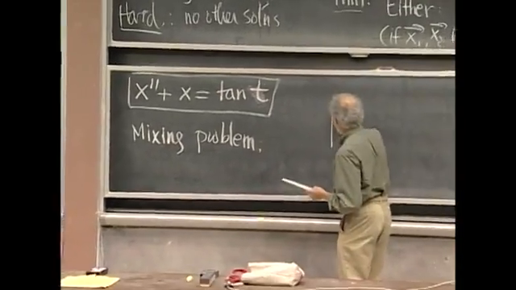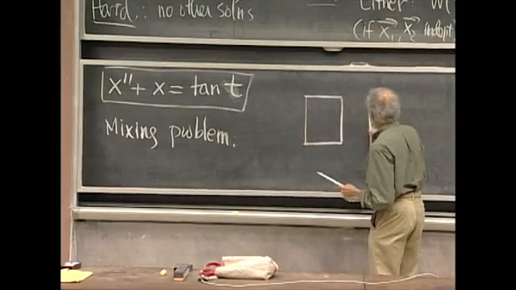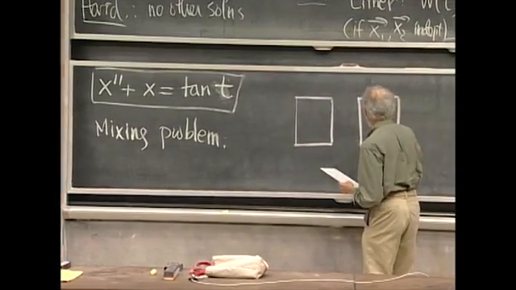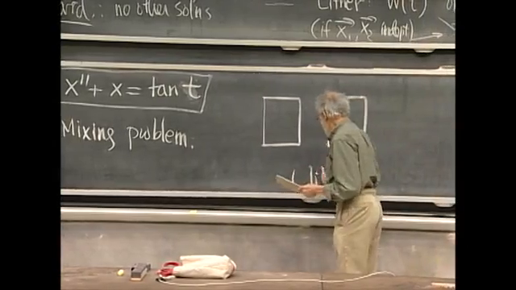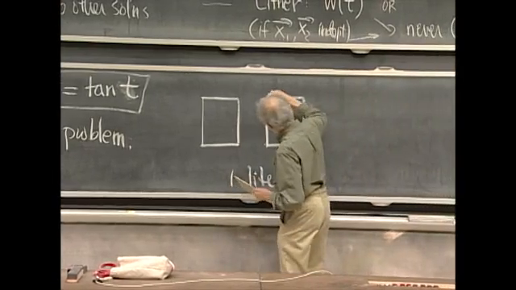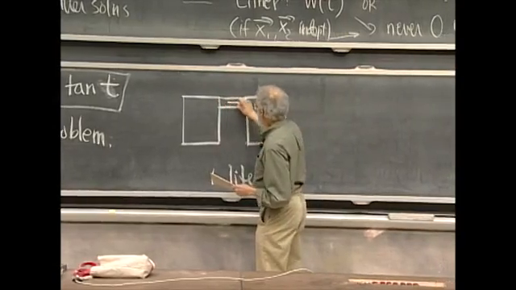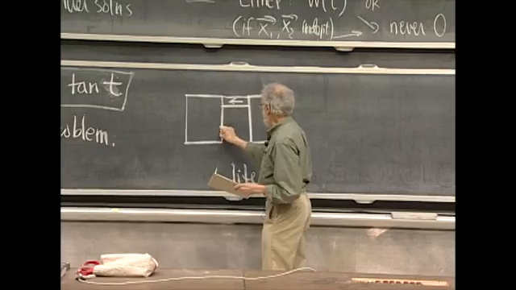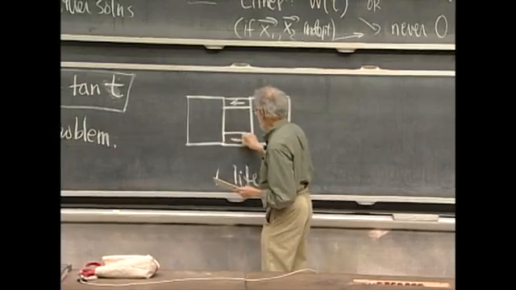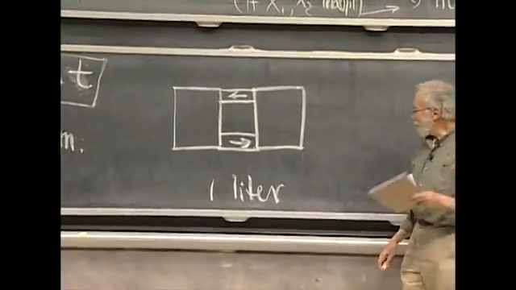So here are two ugly tanks. I'm not going to draw these carefully, but they are both 1 liter. And they're connected by pipes, and I won't bother opening holes in them. So there's a pipe, so fluid's flowing back there, and here, this direction, it's flowing this way. But that's not the end.